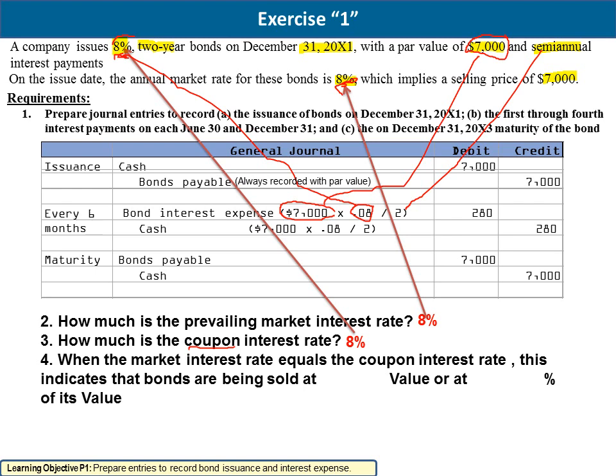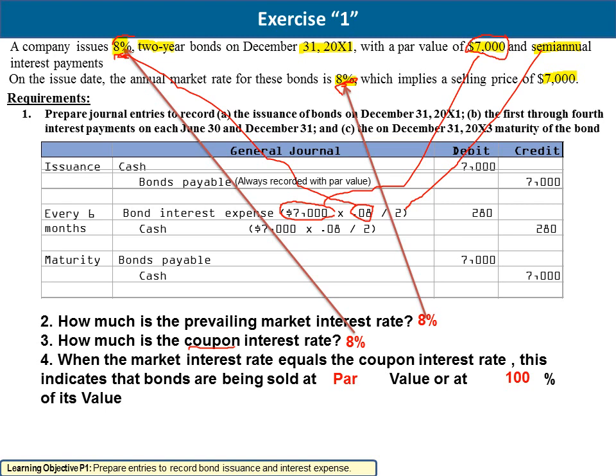So the entry that we will need to record will reflect each semi-annual interest payment. The entry will be debit interest expense and credit cash. How can we calculate the interest expense amount? We should multiply the principal value, the 7,000, times the coupon interest rate, which is the 8%, times half of a year. So every 6 months, we will record this entry, debit bond interest expense.